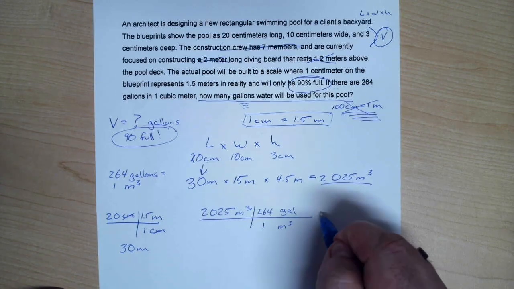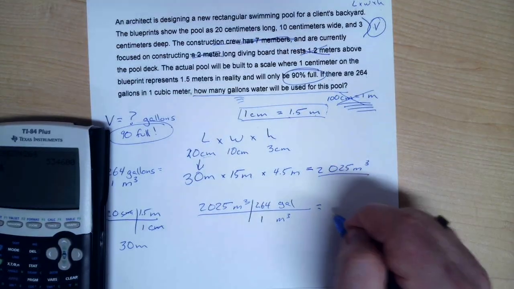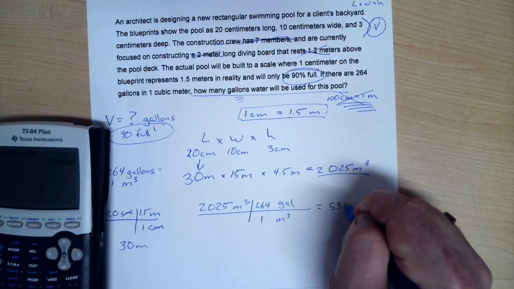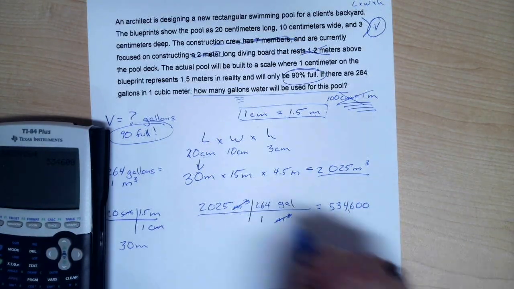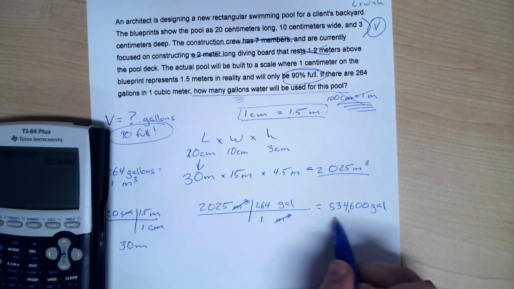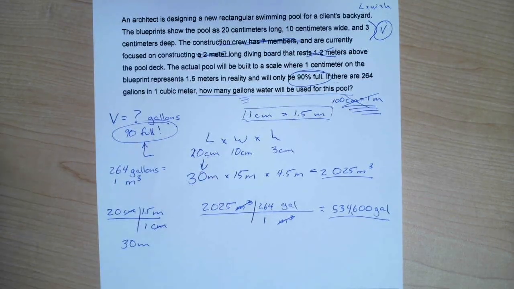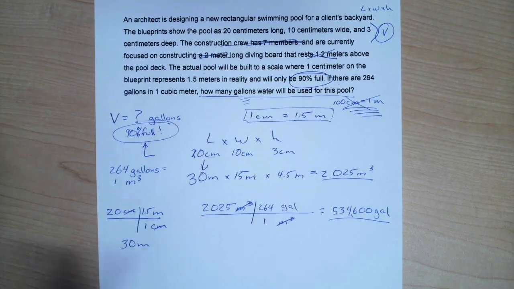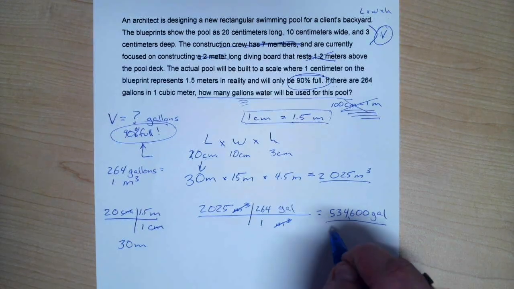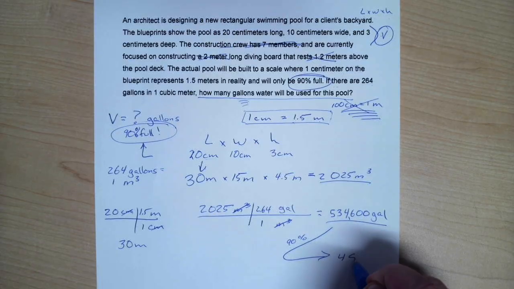264 gallons. Okay. You can see my little handy dandy calculator here. This is going to be 534,600. Okay. Meters cubed are canceling. Now I have gallon. All right, looks like I'm pretty darn close, but here's my reminder. I only need to put 90% of that, 90% full. And so let's go ahead and take this guy and I'm going to multiply it by 0.9. And so I'm showing my work here. I'm going to say 90% of that is going to be 481,140 gallons.